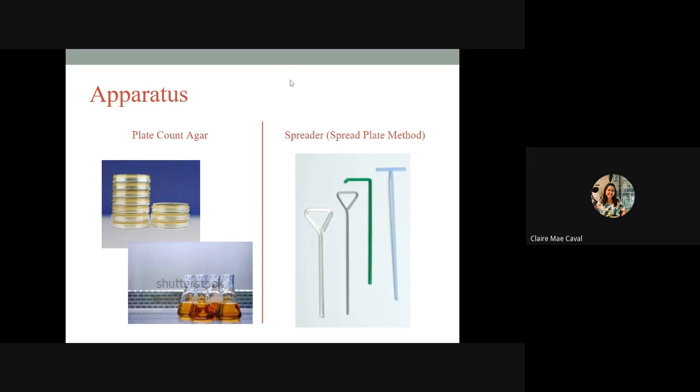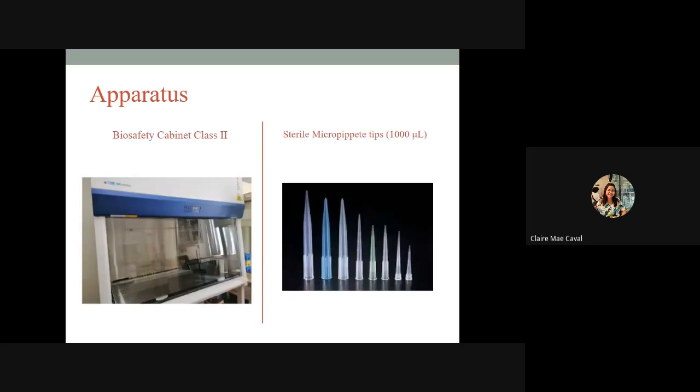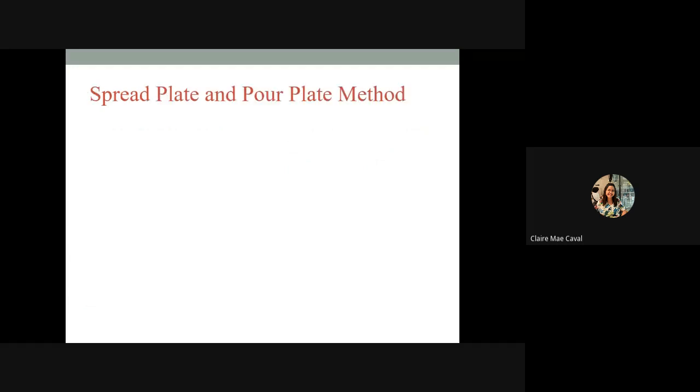And you will also need a spreader. The glass spreader is used in your spread plate method. And a biosafety cabinet class 2, and sterile micropipette tips, that's 1,000 microliters or 1 ml as well. So let us start with the spread plate and pour plate method.